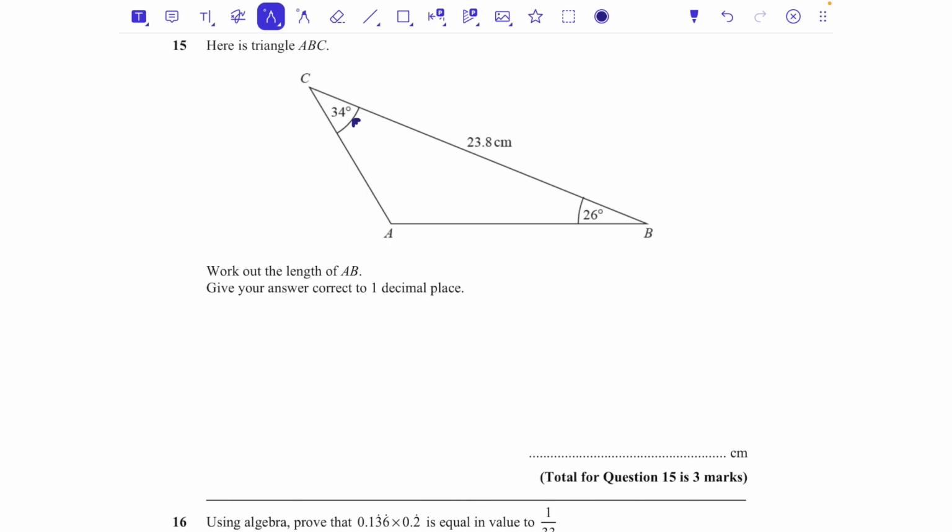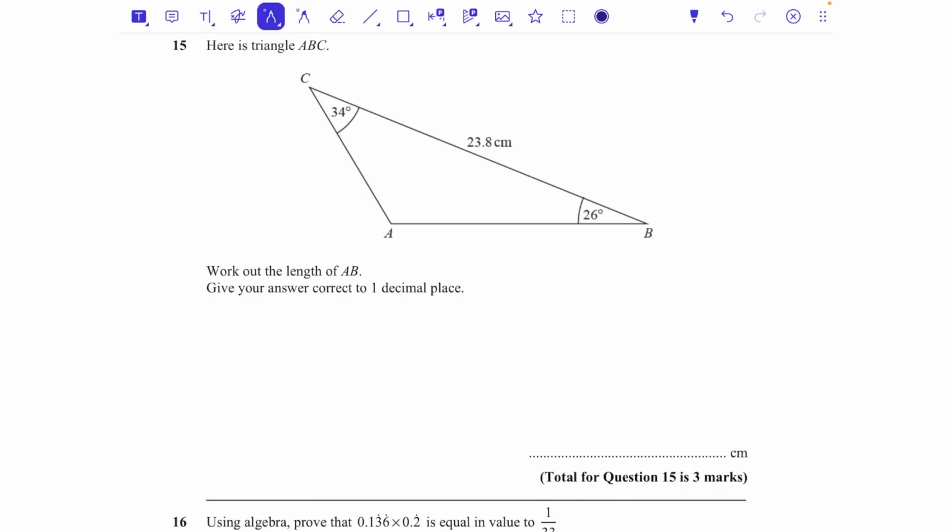I've got this angle, but I don't know this side, so that's not a pair, that's no good. I've got this side, but I don't have this angle, that's no good. And I've got this angle, but I don't know this side, so that's no good. However, I can very, very easily get a pair because of the information they've given me.